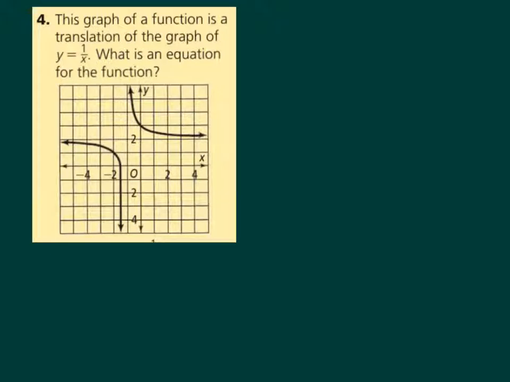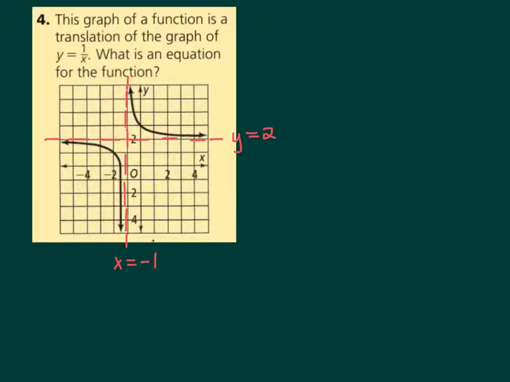I've given you the graph. I've told you it's a translation of the graph of y equals 1 over x, and I'm asking you for the equation. Looking at the graph, can you identify the asymptotes? Because that would be really important to know. Try and identify the asymptotes. So we look here, and it certainly appears that the vertical asymptote is right here, x equals -1, and that the horizontal asymptote is right here at y equals 2.